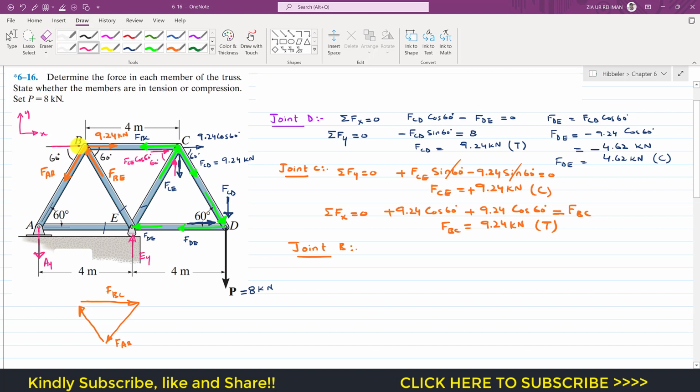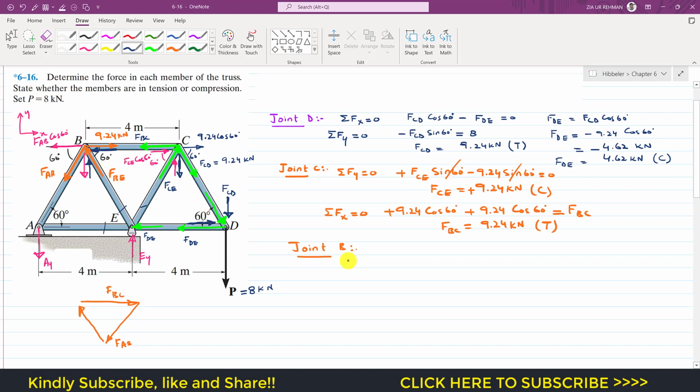It will have one component in this direction. Similarly, it will have one component which will be acting vertically downward. This one will be the cos component. Let me write that this is FAB cos of 60 degrees, and this one is the sine component. Similarly, this FBE will have two components. It will have one component acting in this direction. This one is the cos component. It will have another component which will be acting vertically upward. This one is the sine component.